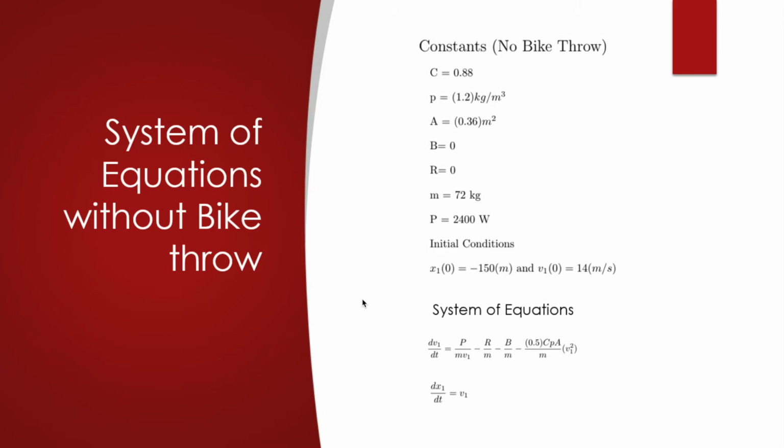And then we had our initial conditions. Now this is the beginning of our thought process. We wanted our cyclist to be 150 meters from the finishing line when they begin to start even thinking about doing their bike throw. And we want the velocity to be 14 meters per second.